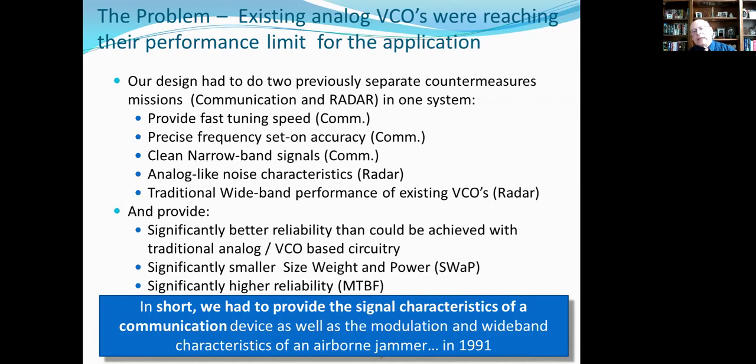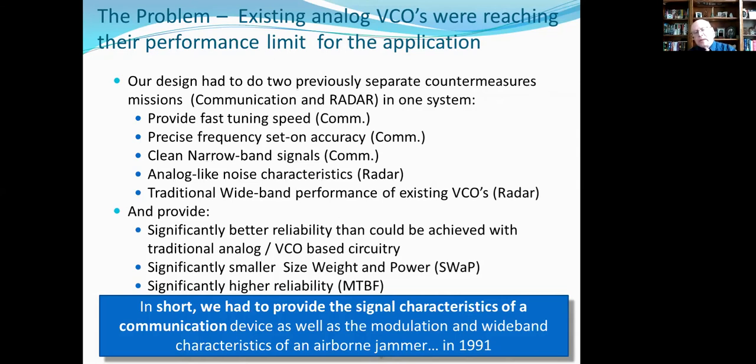And so we had a design that had to do two things that previously were done in separate systems, and that's communication and radar. So it had to provide the very fast tuning speed for communication. Communication is all dead on, narrowband, precise frequencies, very clean narrowband signals. And then it also had to do the opposite. It had to provide the wideband performance required for going after system radars. And those two things normally had to be built with very different types of performance.